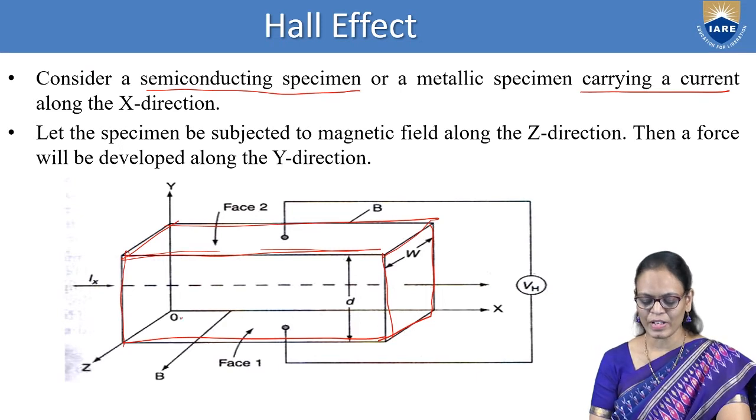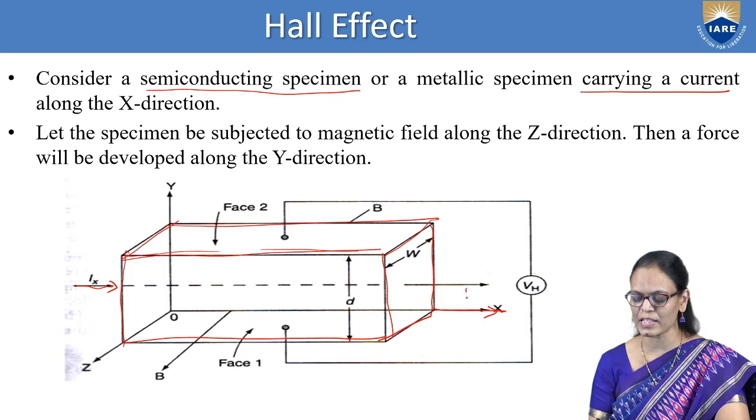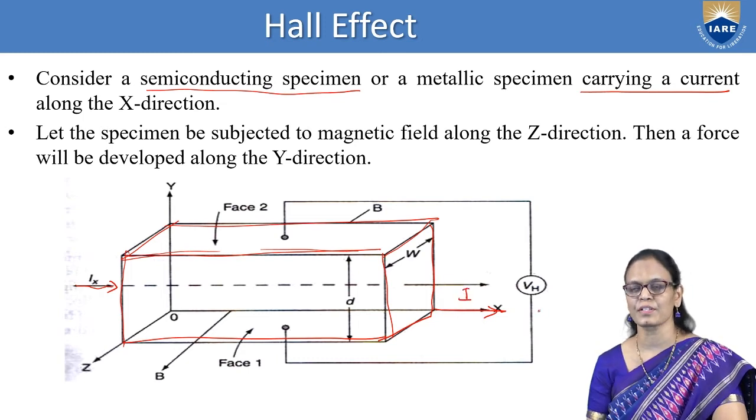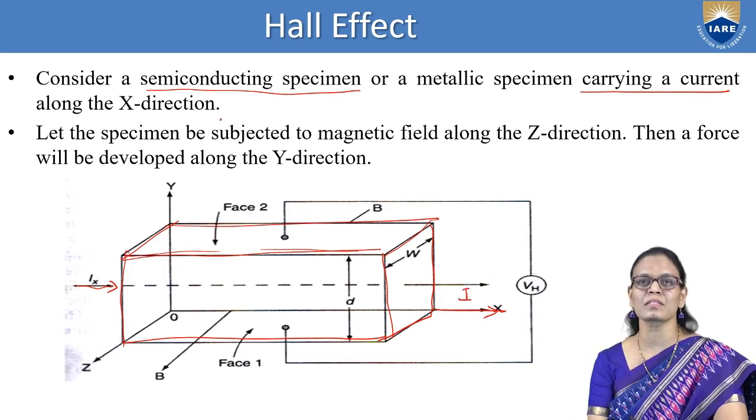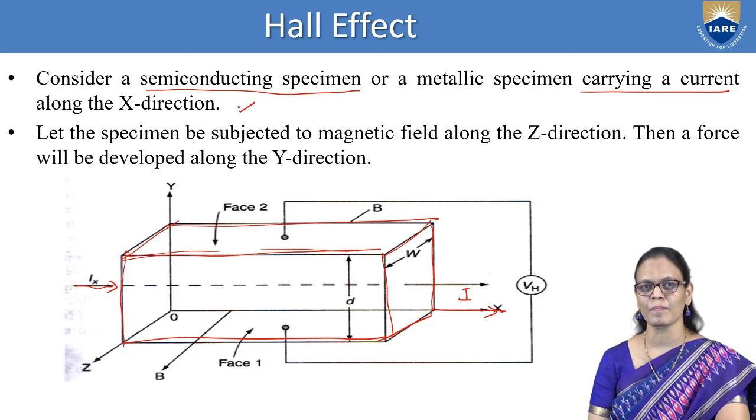Along this, we will allow the current to flow. It will flow along the x-axis. This is the direction of flow of current. So it is a current carrying semiconductor along the x direction.